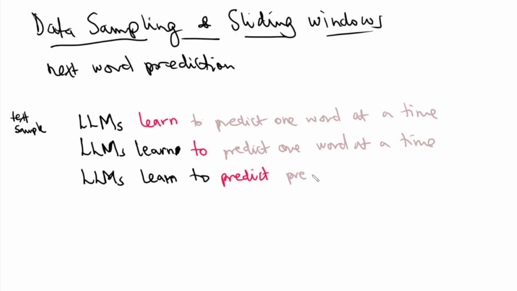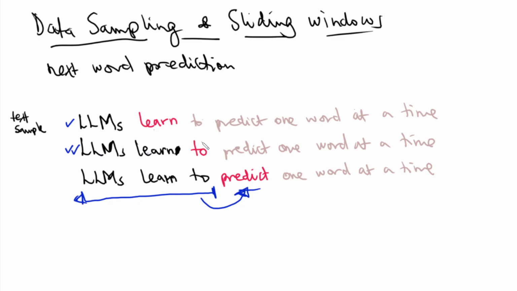The reason I am using this brownish gray color is because large language models do not see these words one word at a time. The LLM can only see the words that have come before to try to predict the next one. In the first iteration it's predicting learn. It doesn't know the words it's going to predict in the future. It only knows LLMs and then predicts learn. In the second iteration, it knows LLMs learn and then predicts to. In the third iteration, it knows LLMs learn to, and then it predicts predict. Going on and on like that.